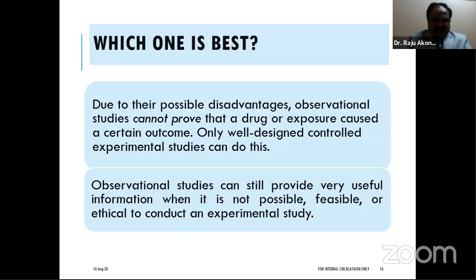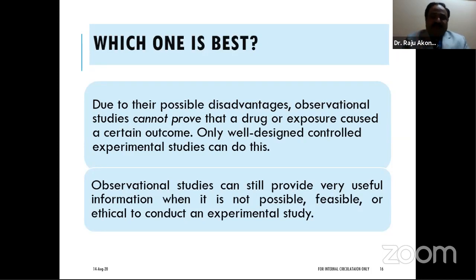Now, which one is best? Due to their possible disadvantages, observational studies cannot prove that a drug or an exposure caused a certain outcome. Basically, observational studies cannot prove this because there are many, many factors which are affecting the disease. Only well-designed controlled experimental studies can prove that this particular drug is causing this particular effect.